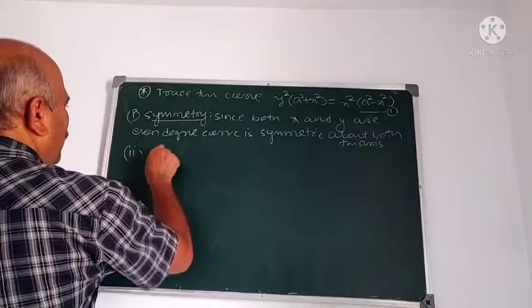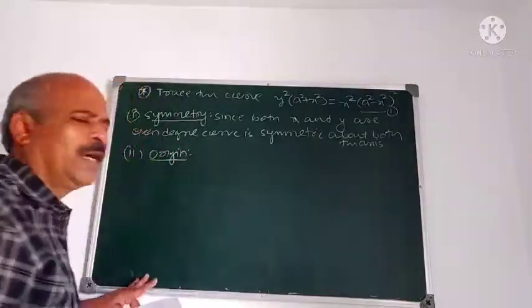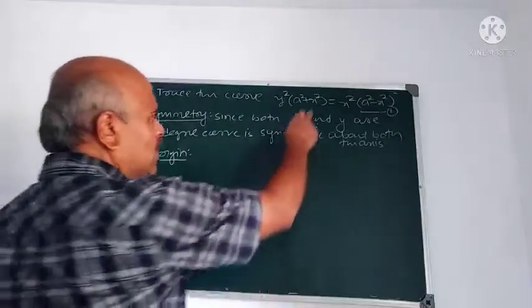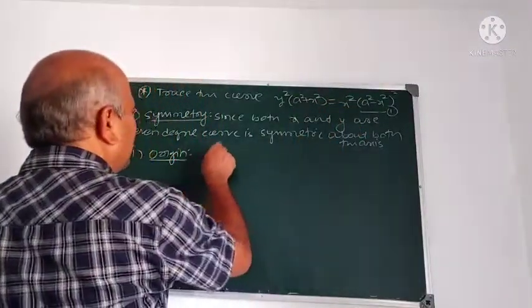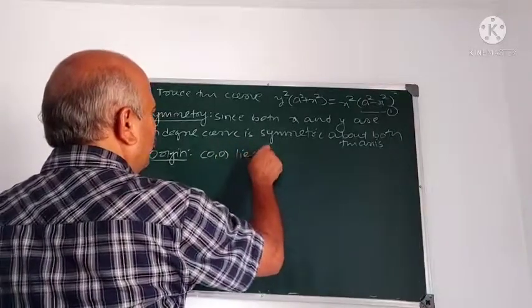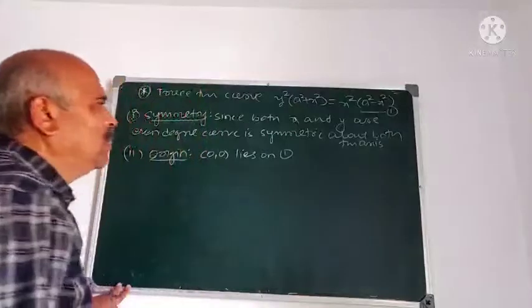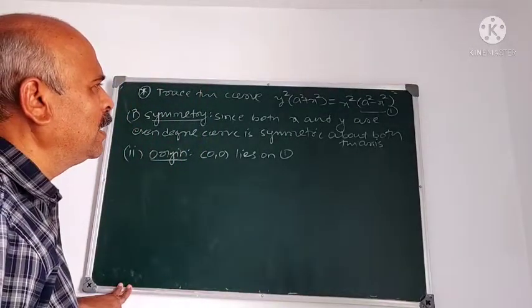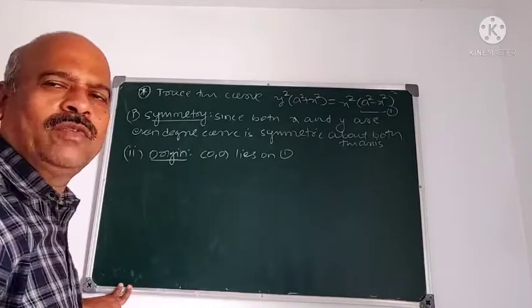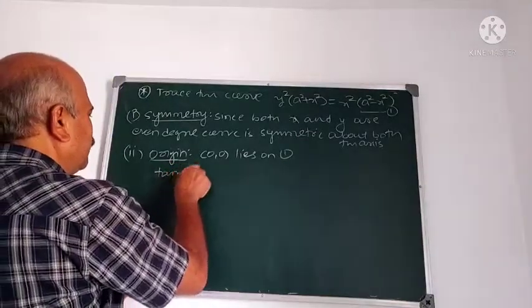Second is origin. Now, does the curve pass through the origin? Yes, because substituting x is 0, y is 0, the equation is satisfied. 0, 0 lies on 1. Now how to find out the tangents? Tangents at the origin are obtained by equating the lowest degree term in the equation to 0. How to find the tangents?